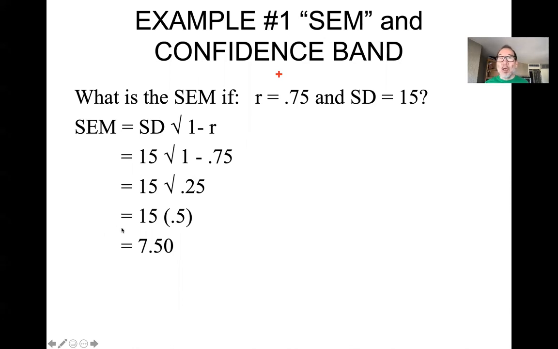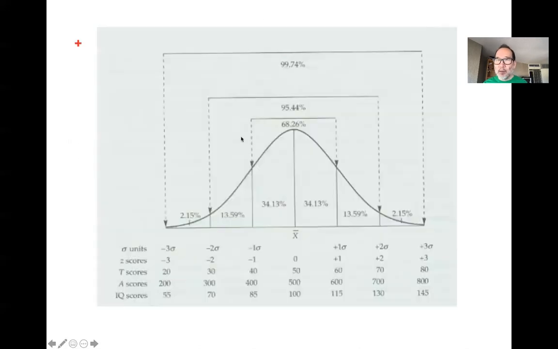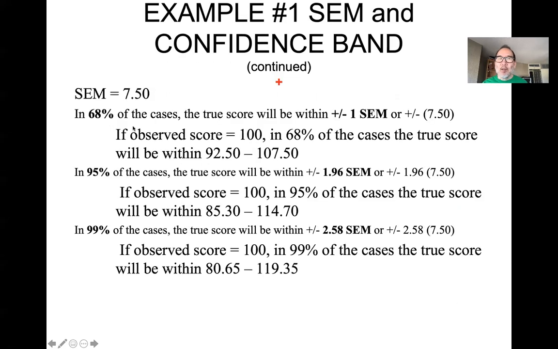Now we have a form of the standard deviation, but it's called the standard error of measurement. And this test has an SEM of 7.50. Now, what does that tell us? Again, using the bell-shaped curve, 68%, or 1 SEM up and down, plus 7.5 minus 7.5 around the mean, means that 68% of the cases will be within plus or minus 7.5 around the mean.